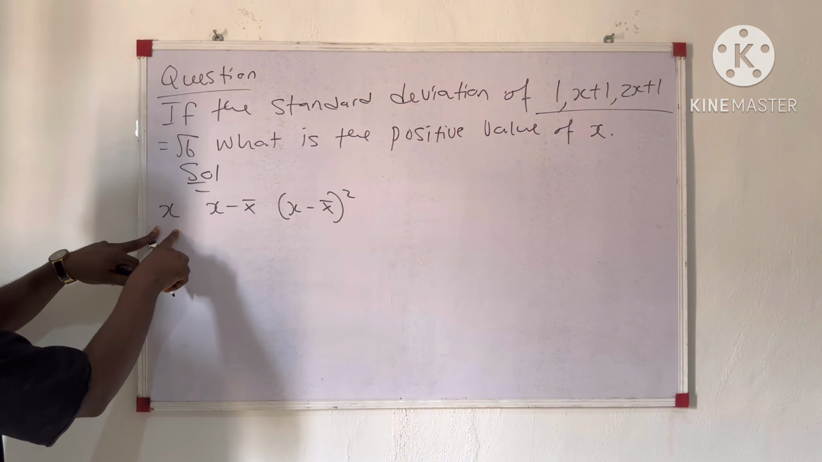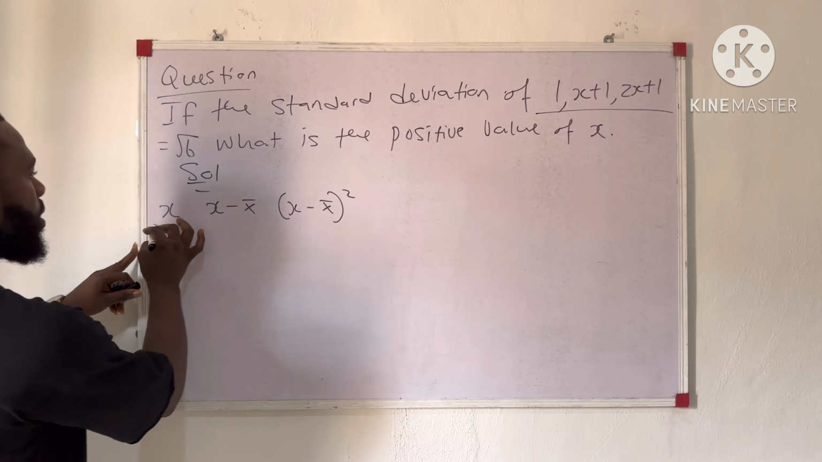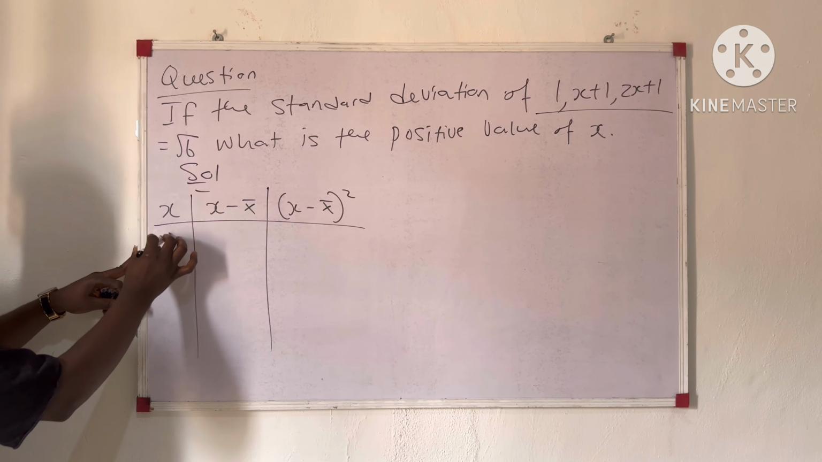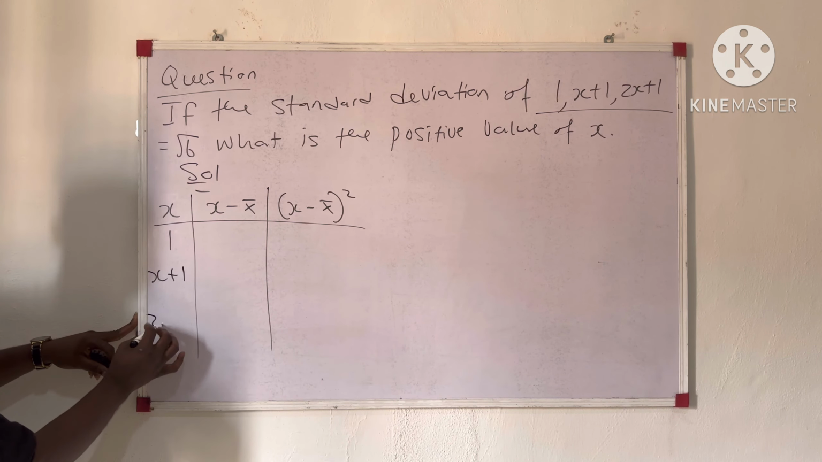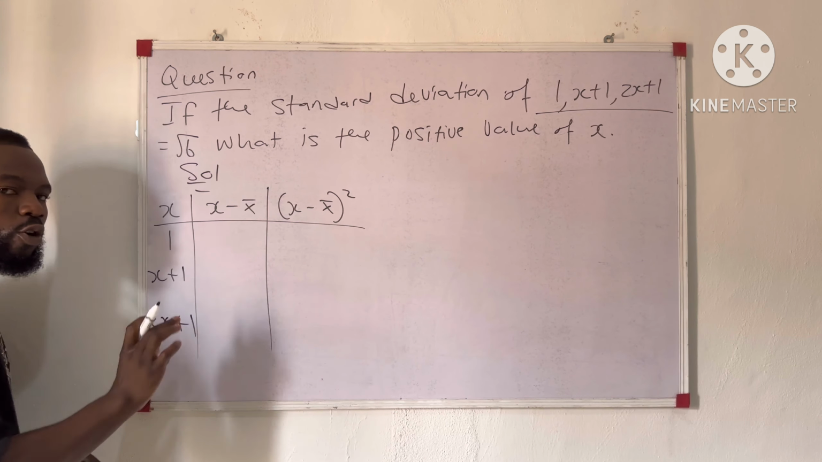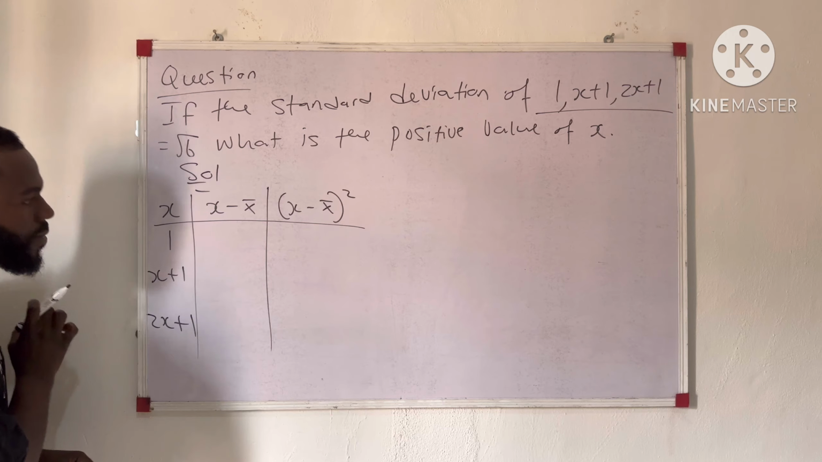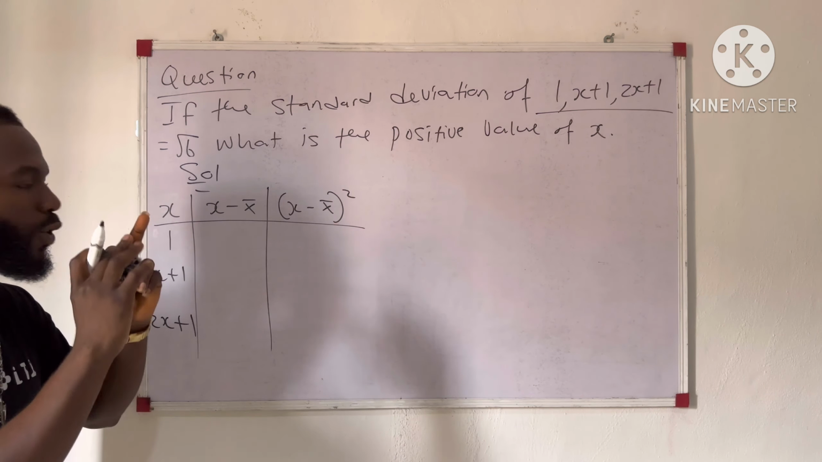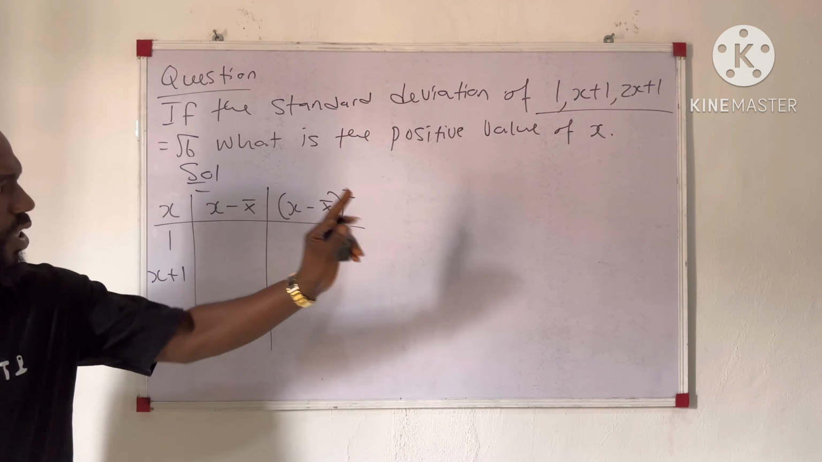Now our x here represents the data given, which are 1, and then we have x plus 1, and then we have 2x plus 1. Now in the second column we have x minus mean. We just brought out the values for x, but we don't know our mean. So before we can proceed in filling out this table, we have to solve for the arithmetic mean. So let's do that here.